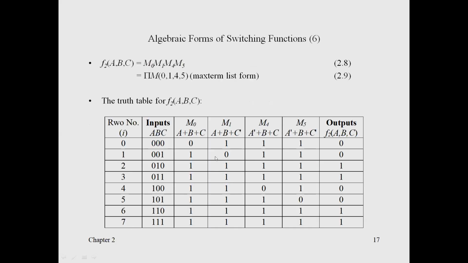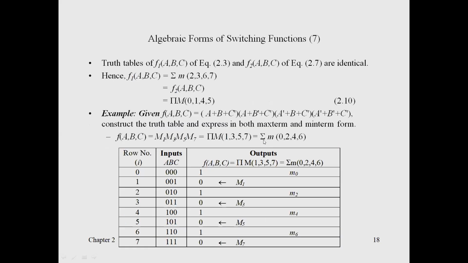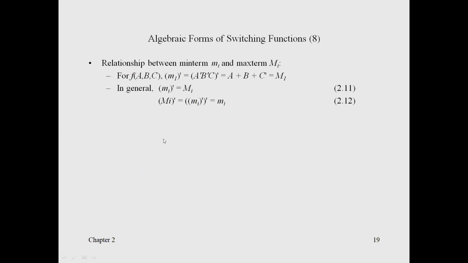It is written as pi M of 0, 1, 4, 5, the same way in which we have written the min terms. And this is the workout of the truth table. This is one more example.